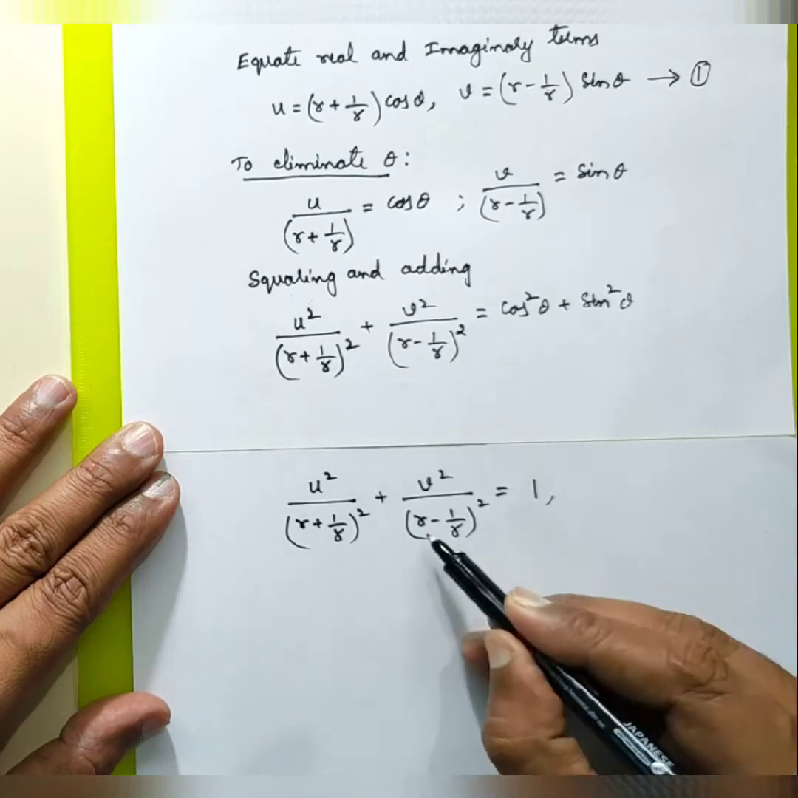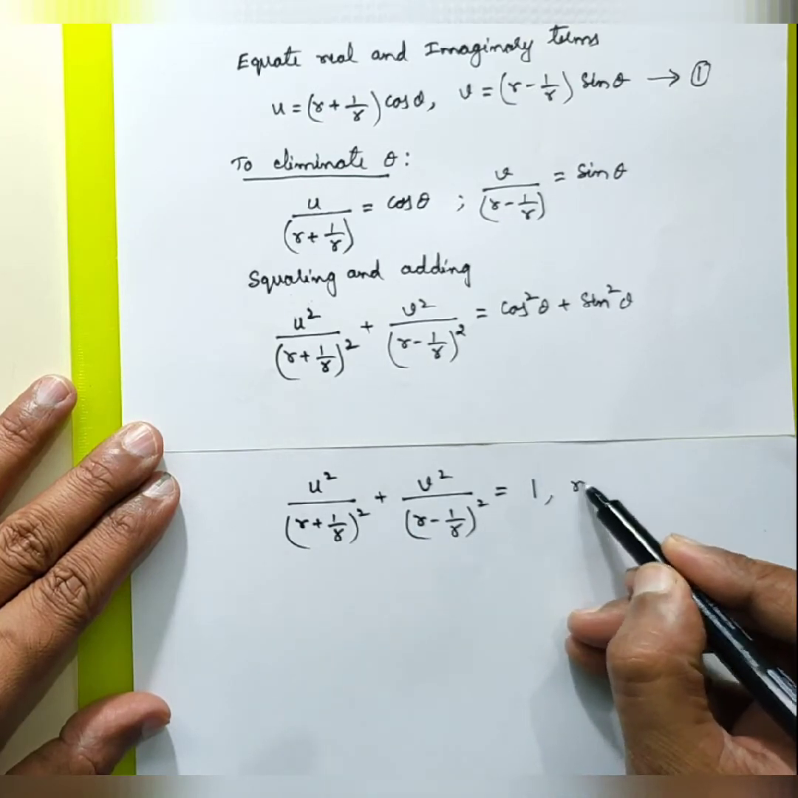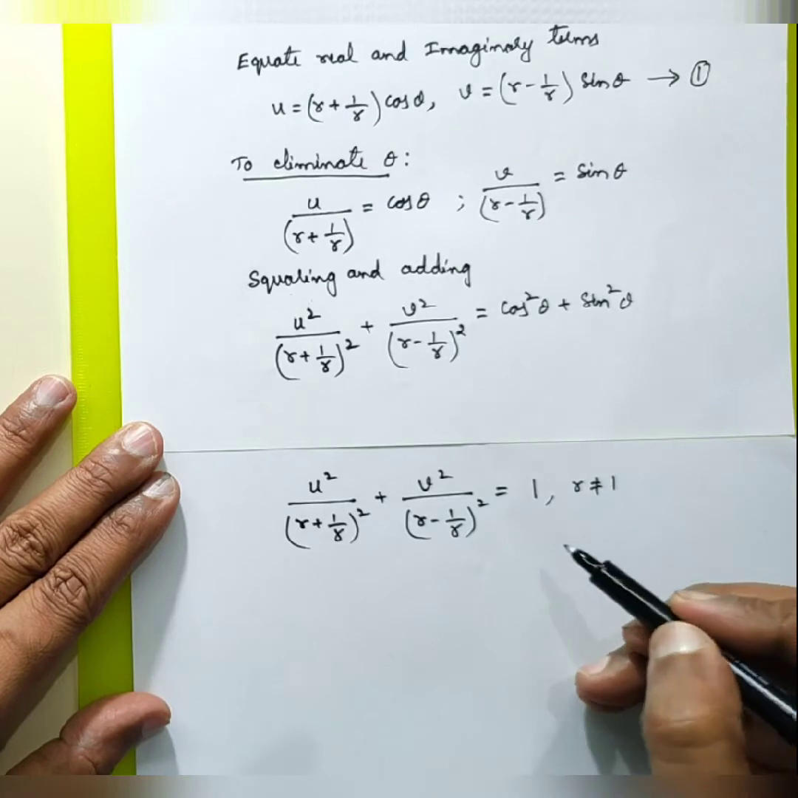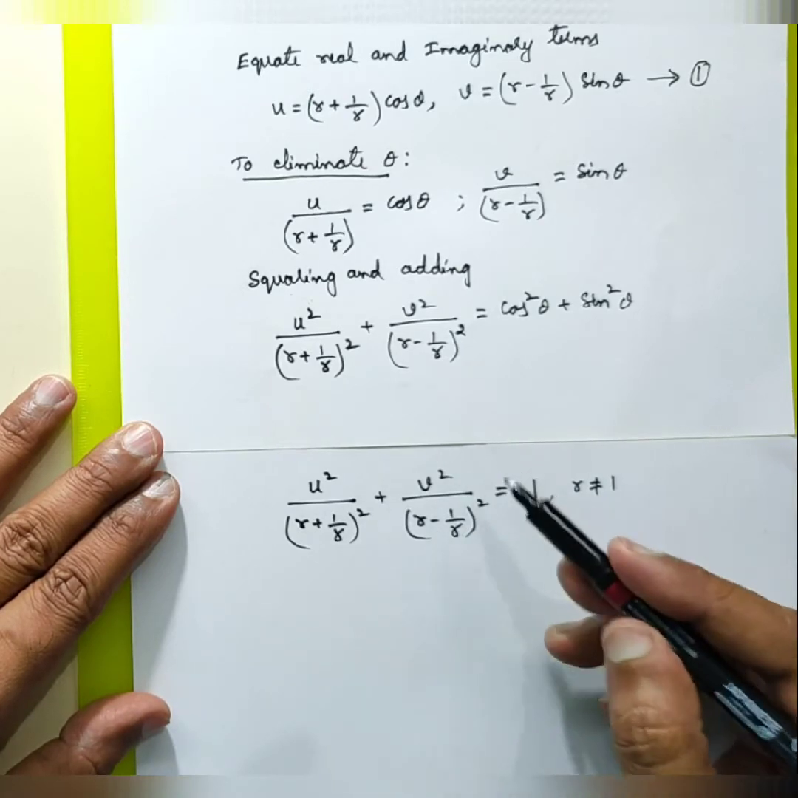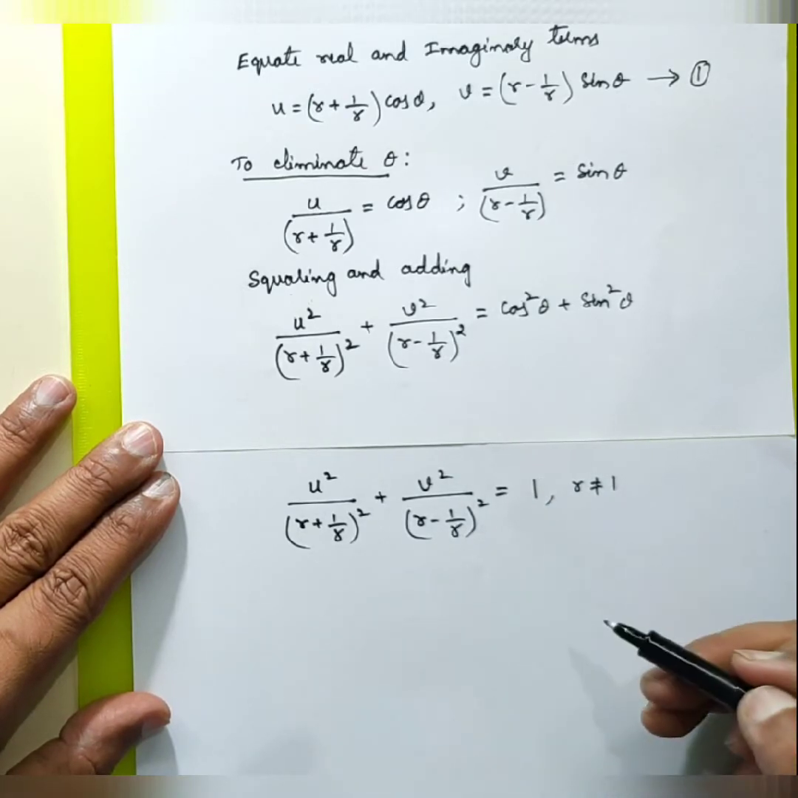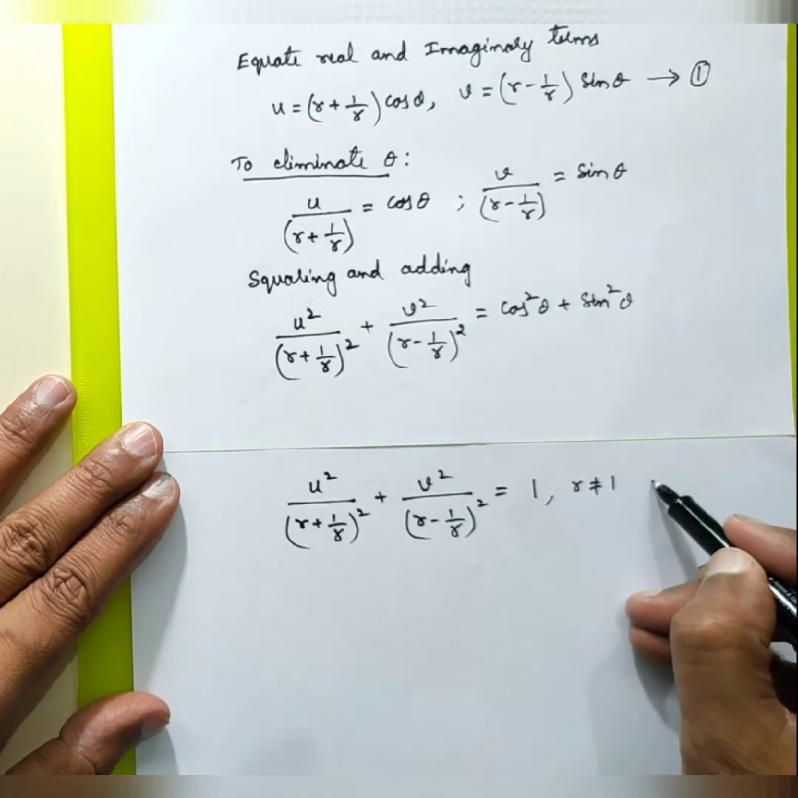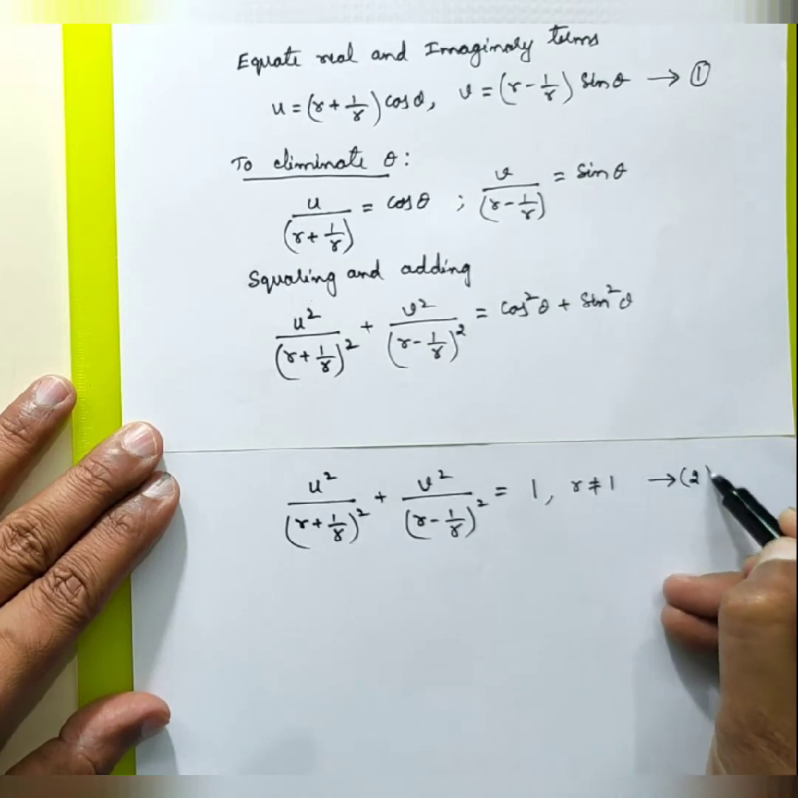And here the value of r should not be equal to 1. If r becomes equal to 1, the expression will become infinity. Therefore this should not be equal to 1. So let me take this as equation number 2.